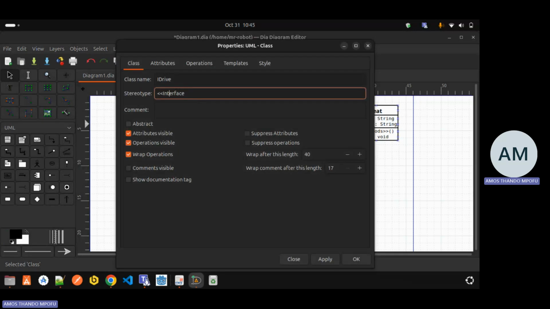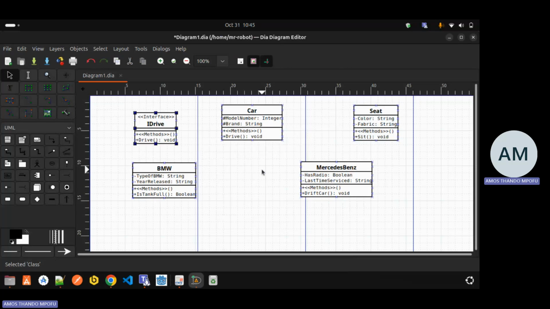Stereotype is basically a label at the top to define or denote what this thing is. You see, this is an interface. There are classes already, you can tell. I don't need to specify this is a class. The only time I need to put something is when it's an abstract base class. I have to put that abstract keyword there.